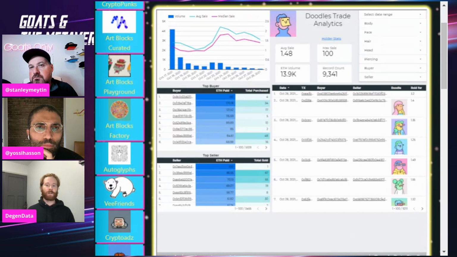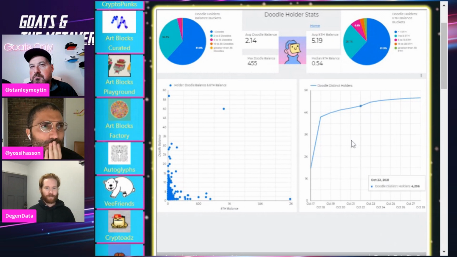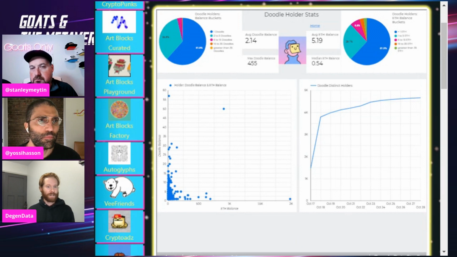And then the other cool part is there's a little link to a tab called Holder Stats. If you click on that, this is a great overview of the community. We have the total Doodle holder buckets. Over 50% of the Doodle holders only hold 1, so there's not a heavy concentration of whales. Somebody holding 1,000 could do whatever they want, dump things on the market, and really rip the floor down.